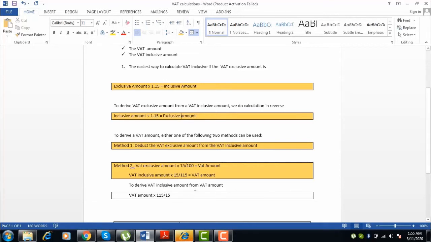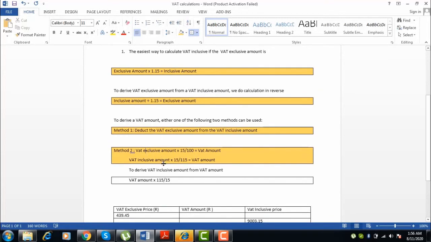To derive a VAT inclusive amount from the VAT amount, let's say you have only been given a VAT amount, this is how you calculate it. Let these things stick in your head, but sometimes it's about looking for a method that suits you best, or a method that you understand. It doesn't mean that the method in the textbook or the method that I am using is the only method you can use. If you've got other methods of calculating VAT inclusive and VAT exclusive, please explore them, and as long as we come to the right answer, I won't have any problem with that. But if the answers always come out different, then you really need to master what we're teaching you.